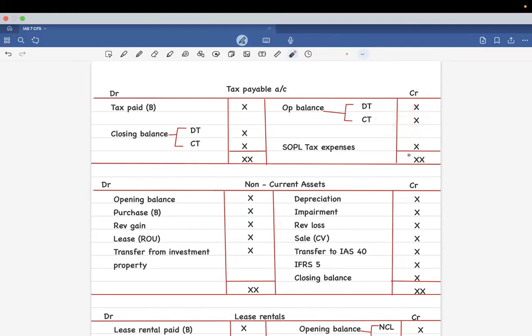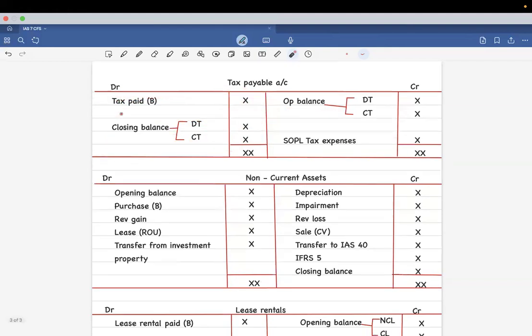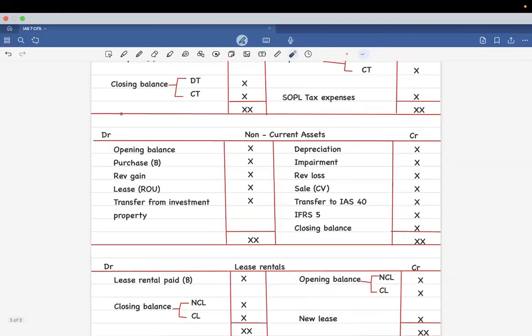And yes, in the P&L there would be tax expenses. You're going to take that as well. It's a tax payable account, so whatever increases goes on the credit side, whatever decreases goes on the debit side. Now the closing balance comes on the opposite side of the opening balance. So you take them two together, which is also available in your statements. And the balancing figure is your tax paid, which is to be taken in the cash flow statement.